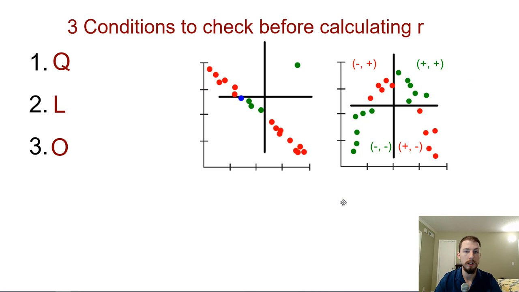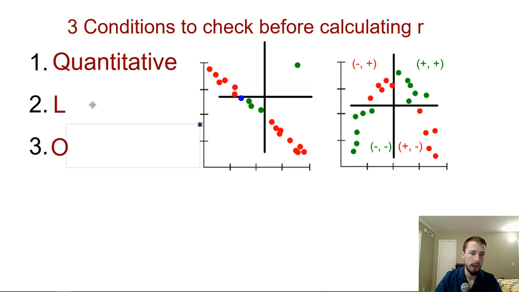All right, so three conditions to check before calculating the r. This is a repeat, but a few things that I want to show you. Obviously, it has to be quantitative, so that's nice. It has to be linear, so we do have to check it, because if it's not linear, you've got problems.